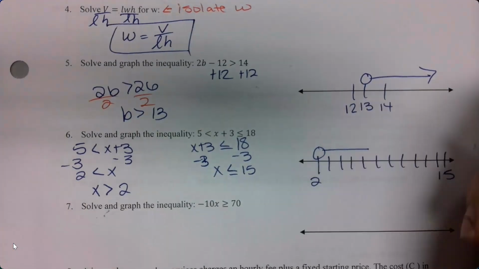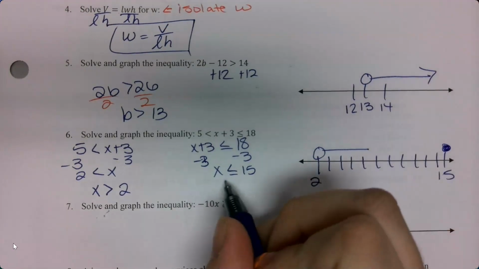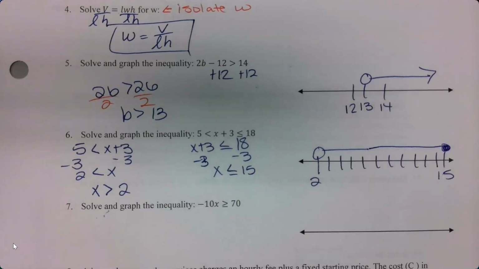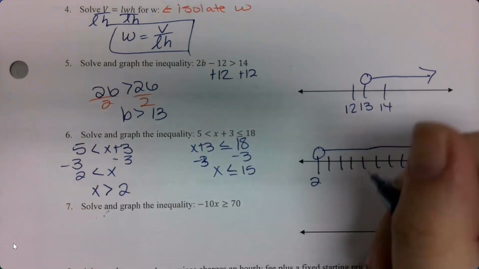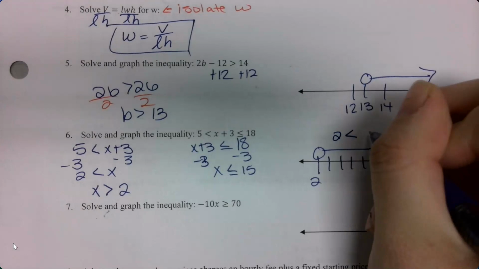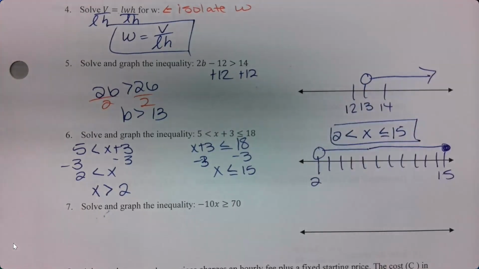And then 15 gets a closed circle because of the line underneath, and it goes towards the left. So these two are going to connect in the middle. The way I write my final answer, I should have my x in the middle. So I'm going to have 2 is less than x is less than or equal to 15.